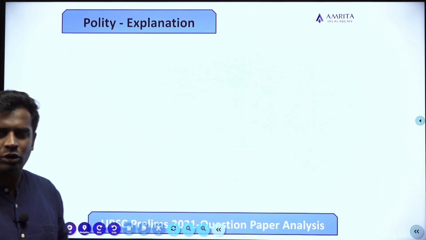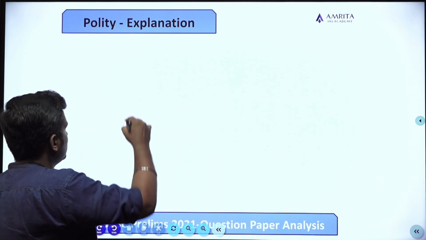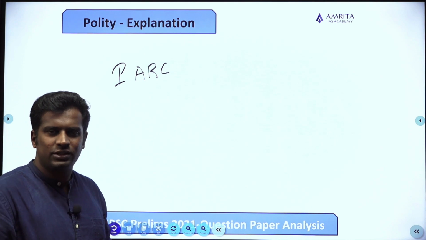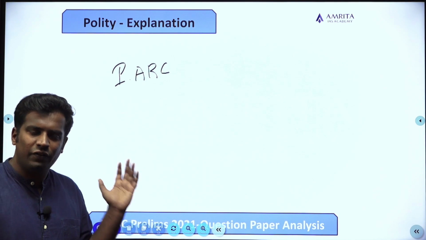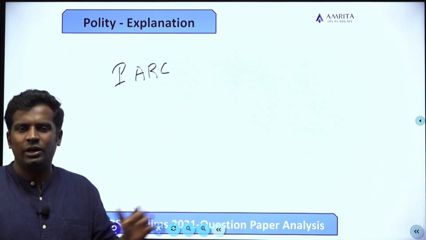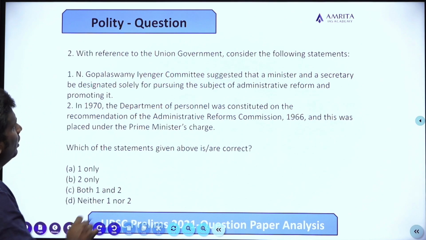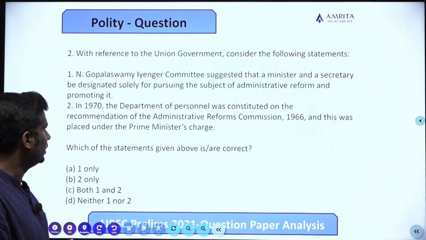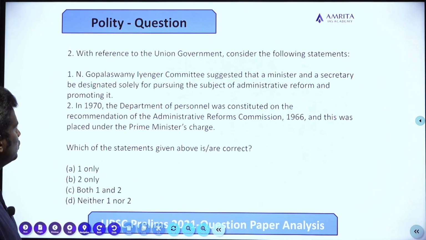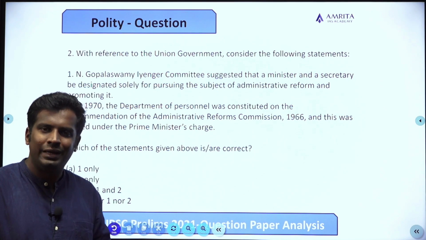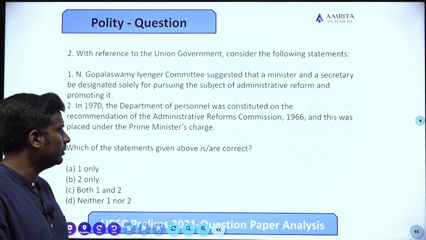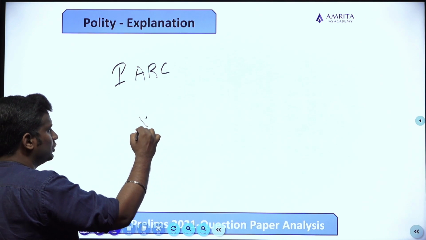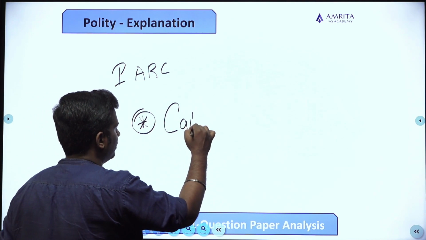So, it's a factual question. It was not the Gopalaswamy Iyengar Committee, but rather it was the first ARC. We learnt about the second ARC recommendation, but that was the first ARC recommendation, the first Administrative Reforms Commission, which recommended that a minister and secretary be designated solely for pursuing the subject of administrative reform and promoting it. And in 1970, the Department of Personnel was constituted on the recommendation of the Administrative Reforms Commission. Yes. And this was placed under the Prime Minister's charge? No, it was not under the Prime Minister's charge. It was under the charge of the Cabinet.